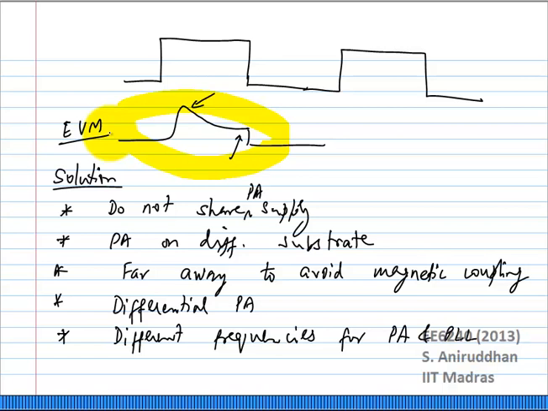So the obvious solutions: if it's through the supply, do not share the PA supply with the rest of the circuits. Okay, that's obvious. That's very easy because many times the power amplifier may be having a different supply altogether. It may need a much larger supply than the rest of your circuit. That is not a problem. Quite often you want to place maybe the PA on a different substrate. Maybe it's a separate IC by itself. That will be the best.